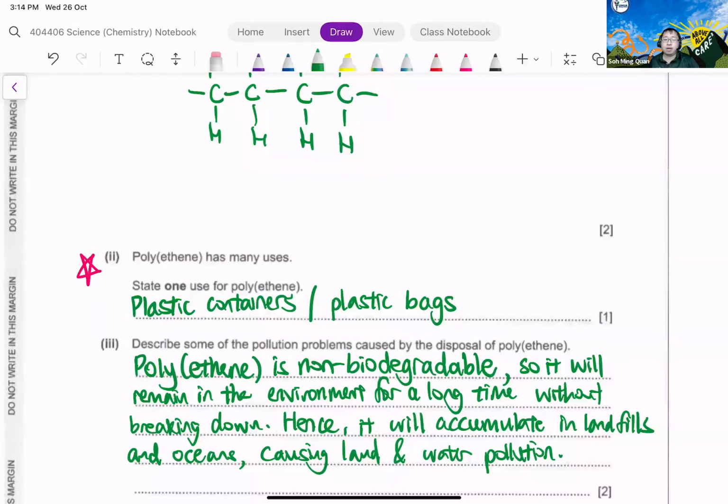Okay, good. By the way, for D part 3, are we marking word for word? Must you write 100% identical to Mr. So? No, you don't, right? Of course you don't. But the broad idea must be there.